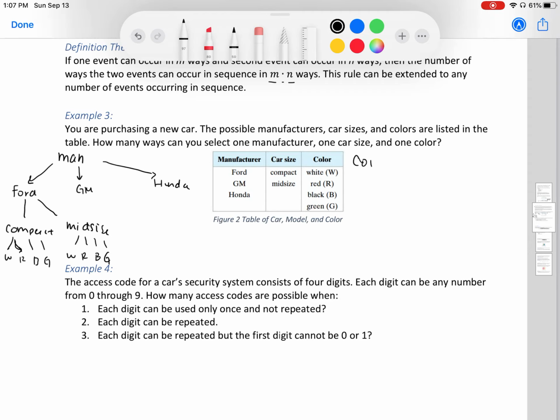By using the counting principle, you just multiply our options. We have 3 manufacturers, 2 options for car size, and 4 colors. So it'd be 3 times 2 times 4. We get 24 different car options.